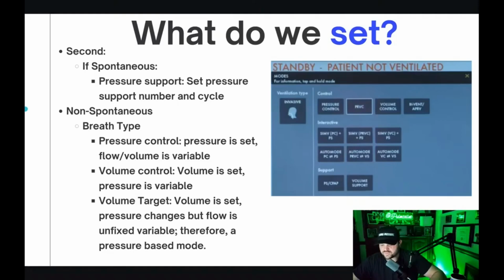So you have to pick. And they're all sort of the same if you know what you're doing with them and set them with intention. So if you pick volume control, pressure control, whatever you want to do. So first question, are you picking a controlled or spontaneous mode? So spontaneous or non-spontaneous. Second question is, what's the breath type going to be? If it's non-spontaneous, is it going to be pressure control, volume control, PRVC?